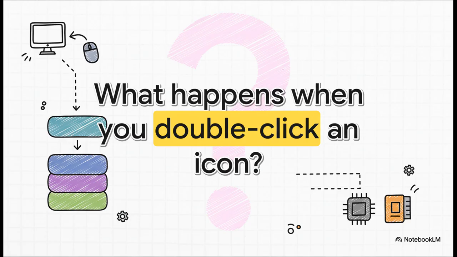It all kicks off with something so simple, something you do without even thinking. You double-click an icon to open up an app, and poof, it's there. It feels instant, but in that tiny split second, a whole chain of events just fired off. So what's the invisible force that takes your click and turns it into a running program?